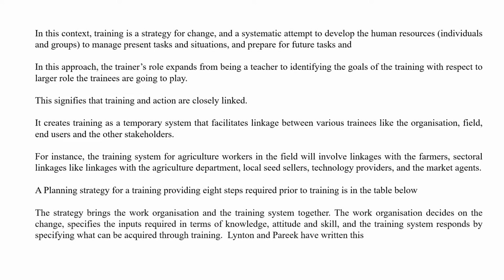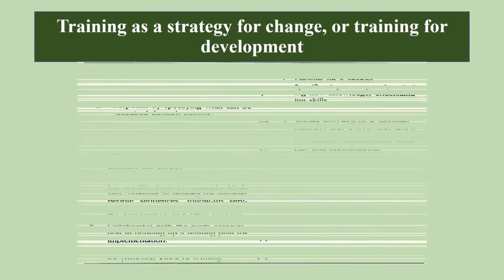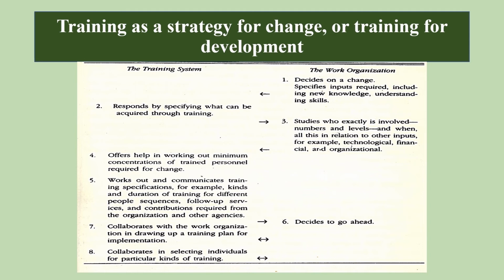A planning strategy for training then provides 8 steps, and it's required prior to training. I'm going to show you the table just now. The strategy brings the work organization and the training system together. The work organization decides on the change, the specific inputs required in terms of knowledge, attitudes and skills, and the training system responds by specifying what can be acquired through training. Linton and Parikh have written extensively on it and are the seminal thinkers in India and globally on this.